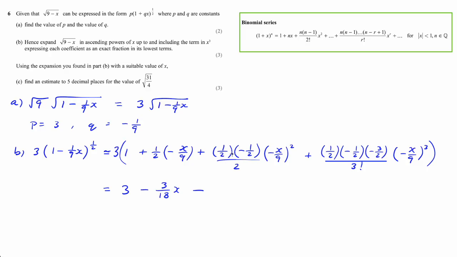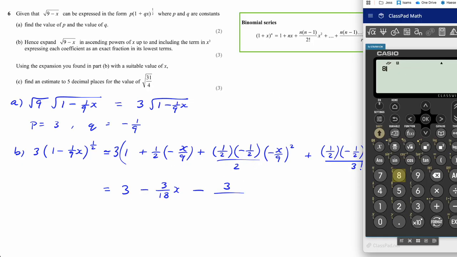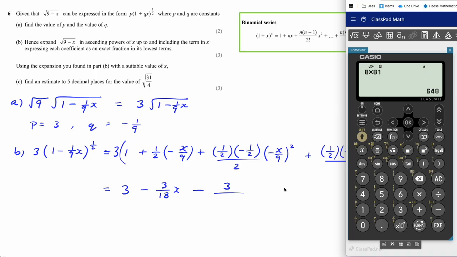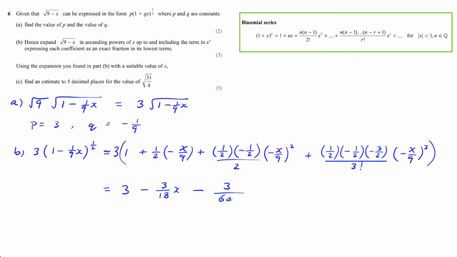It's going to be minus 2 times 2 times 2 is 8 underneath the line, and there's 9 times 9 is 81. So this is actually going to be 3 over 8 times 81. All right, I'm going to use my calculator. 8 times 81, 648. Okay, so this is 3 over 648 x squared.